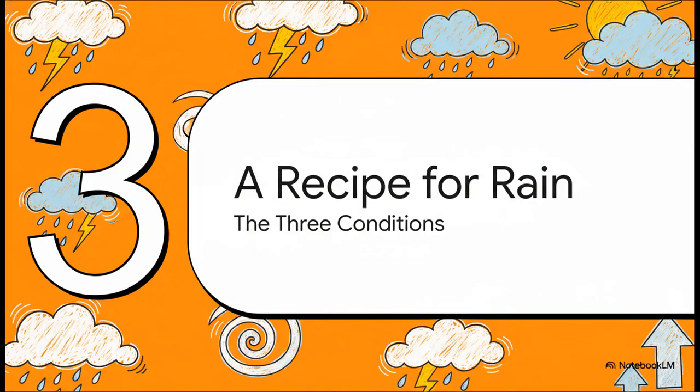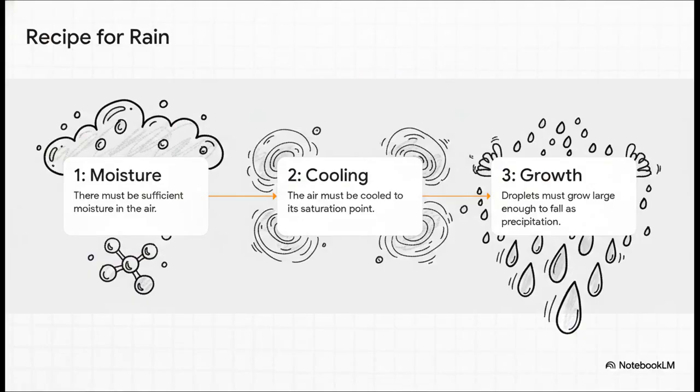So, this all brings us to a really simple three-step recipe for rain. I mean, if you have these three conditions, precipitation is almost a sure thing. Okay, first, step one, you need the main ingredient, right? Plenty of moisture in the air. Second, you need a trigger. You have to cool that air down to its saturation point. That's our full sponge moment. And finally, number three, you need growth. Those little tiny droplets that just condensed have to start bumping into each other, combining and growing bigger and bigger, until they're heavy enough for gravity to finally win.